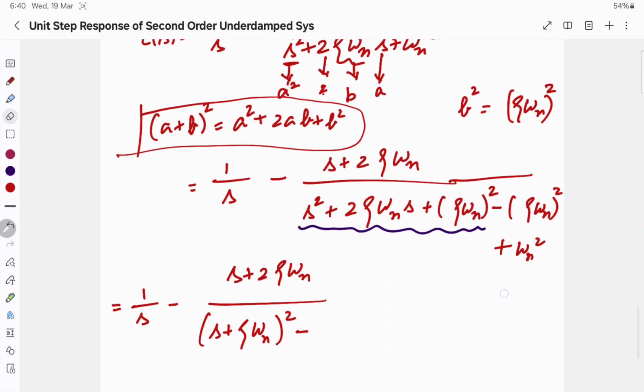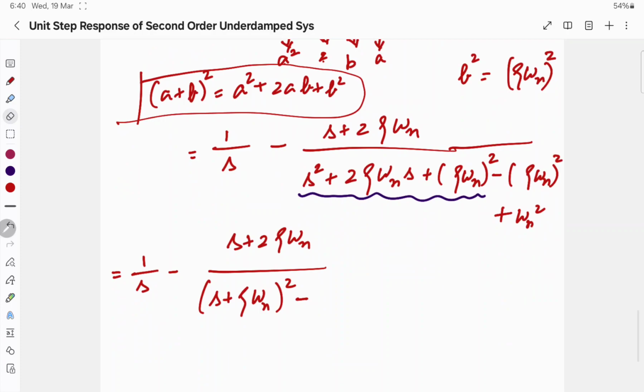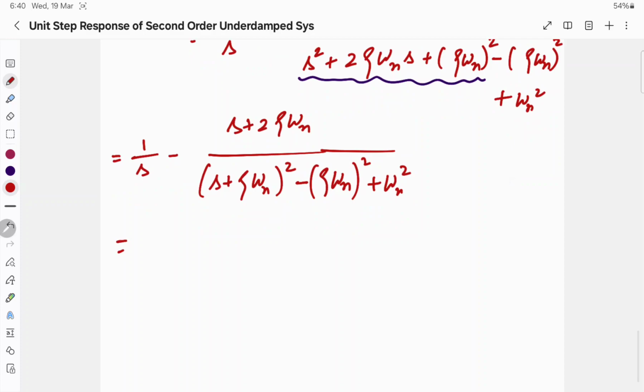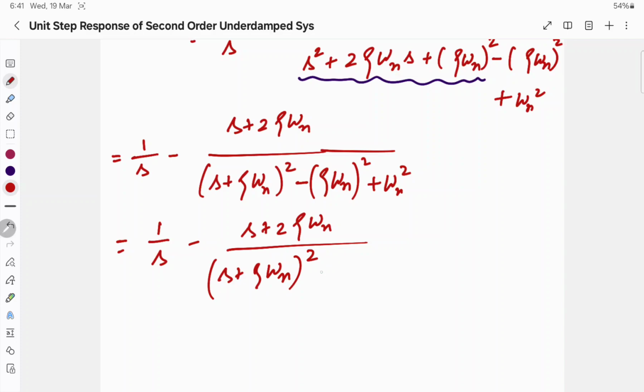Okay, right. So this term gets reduced to 2, (s plus zeta omega n) whole square. Then write the remaining terms, which is zeta omega n square plus omega n square. So you can write it as minus (s plus 2 zeta omega n) whole divided by (s plus zeta omega n) square, plus from these two terms, I can take omega n square outside.